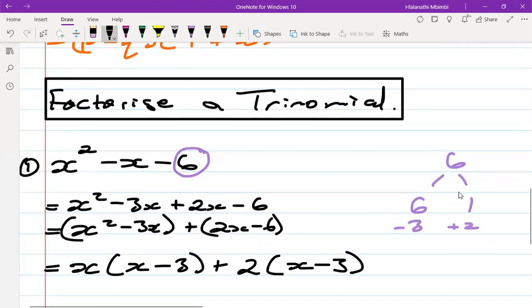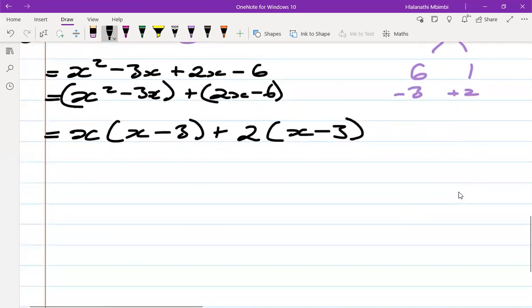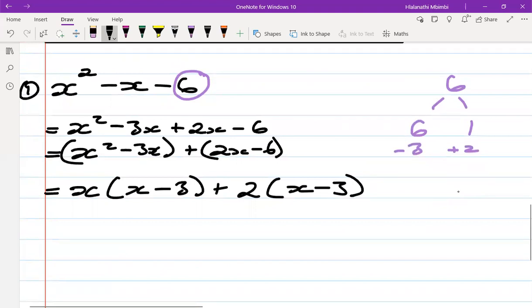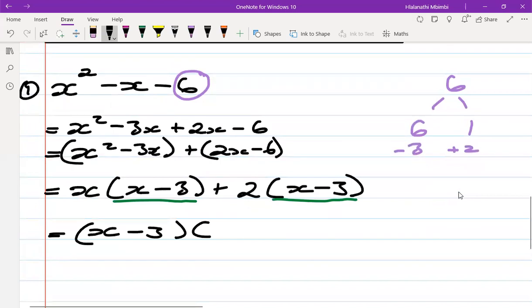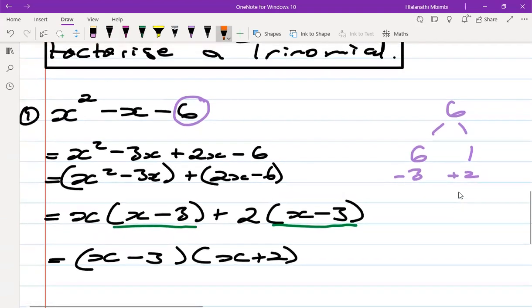Guys, what's happening here is purely you taking a common factor, which is something that we've done so far. Now suddenly you see that what is left as a common factor is actually x minus 3. So x minus 3, and then what is left is x plus 2. This is the first type. It's simple. The coefficient of x squared is 1.